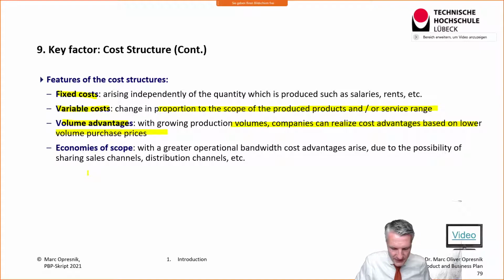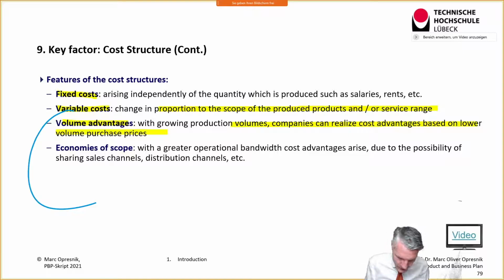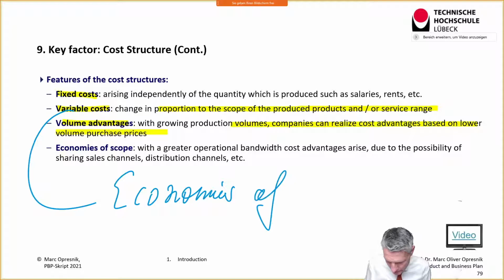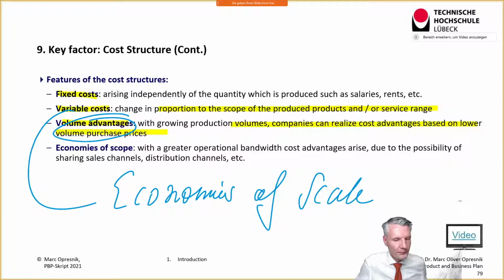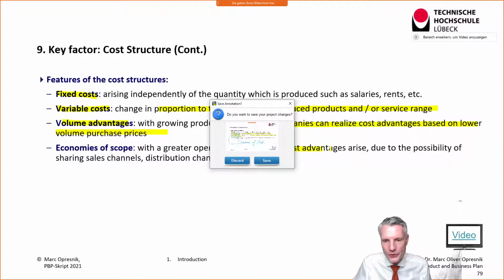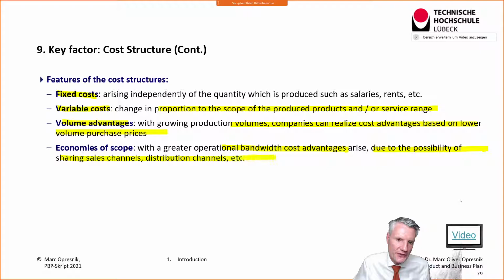And that is what we call volume advantage, or the more precise definition, a key term, would be economies of scale. So these are the volume advantages. Economies of scope is listed underneath. Economies of scope have a greater operational bandwidth, with cost advantages due to the possibility of sharing sales channels, distribution channels, etc. So you have a bigger scope, for example, if you can sell through multiple channels.